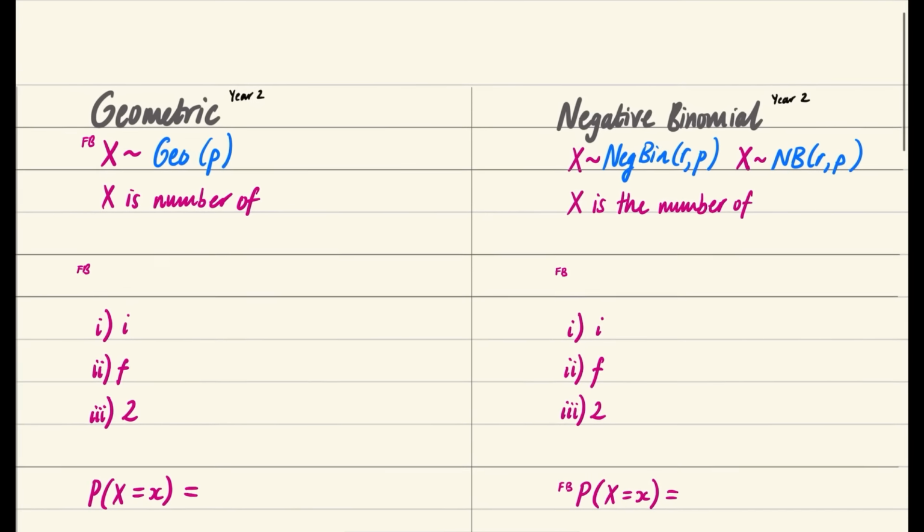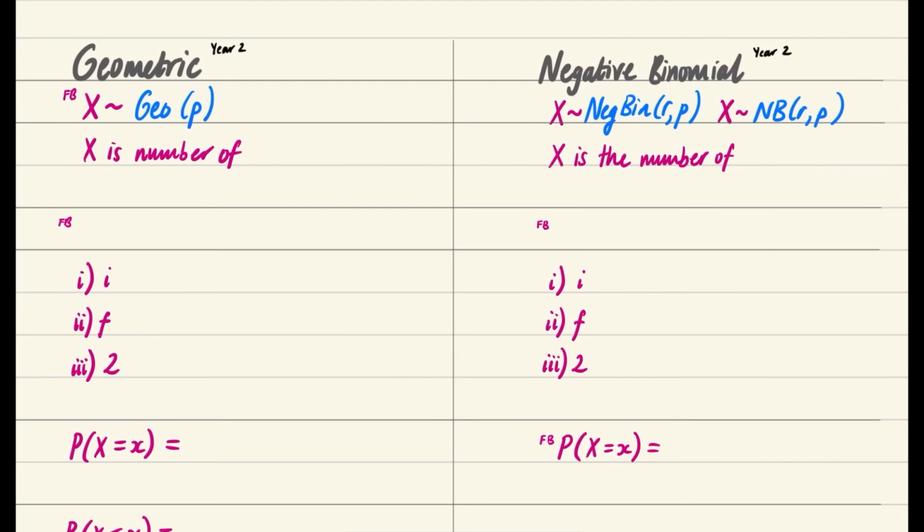Now the difference between these things for the definition is that for a geometric, x is the number of trials to achieve one success. So you might be playing a particular game and you want to roll a 6. It's how many times you need to play that game in order to roll a 6. Negative binomial, on the other hand, is the number of trials to achieve r successes. So in that previous one I just said about rolling a 6, for geometric, you want to roll 1 six.